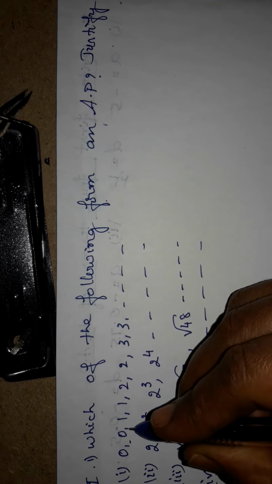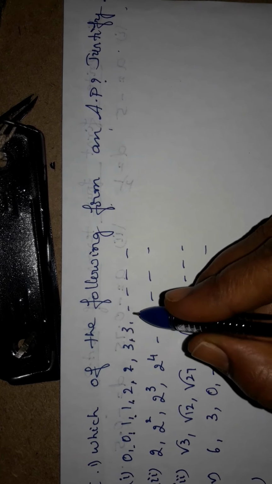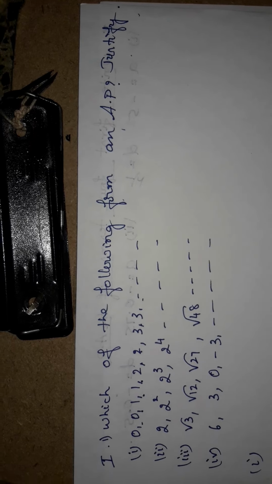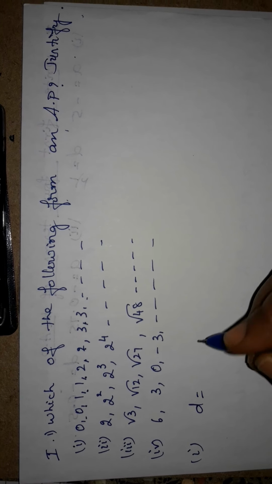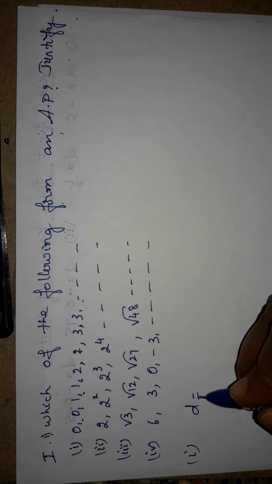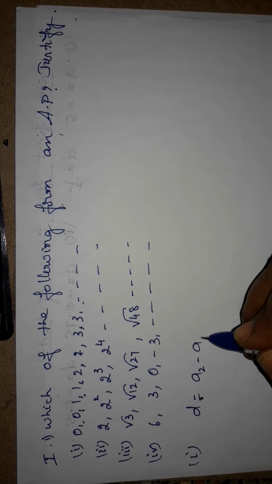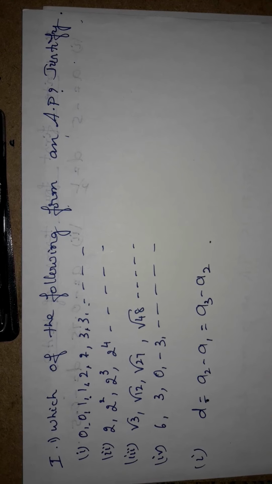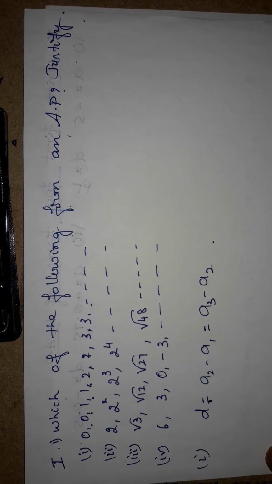0, 0, 1, 1, 2, 2, 3, 3. Here, it should be an AP. One more thing is that the common difference should be the same. How to find the common difference? A2 minus A1 equals A3 minus A2. Then we say that the sequence is an AP.